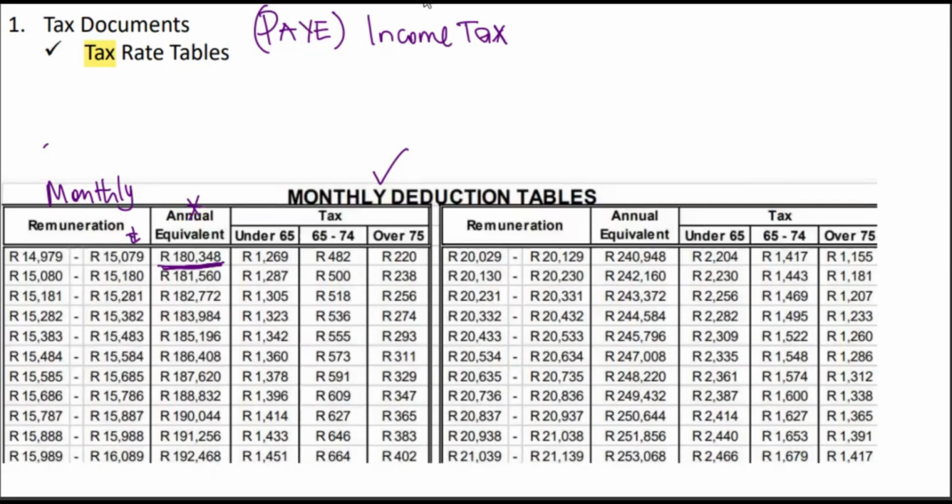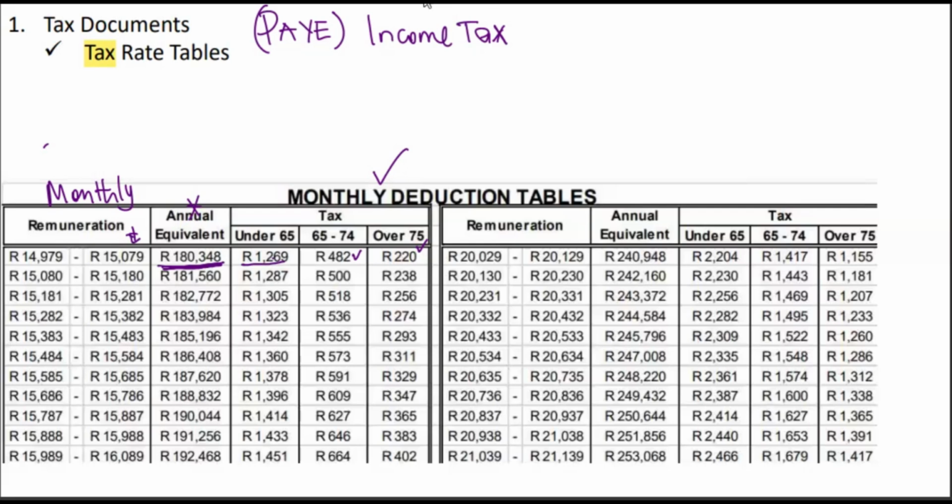Should they be under 65 years of age, they're expected to be paying 1,269 if they fall in this bracket here. Then if they're between 65 and 74, they are expected to pay this much money every month. Or if they're over 75 years of age, they will be paying 220. Now, another thing that I wanted you to know is that before we use, okay, that will be the next table.